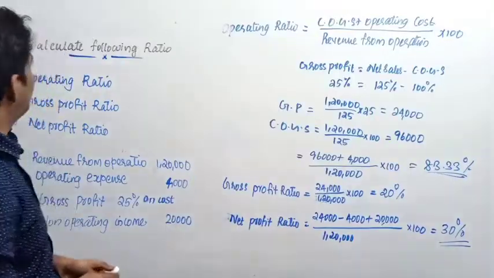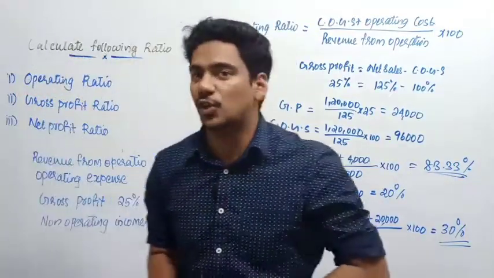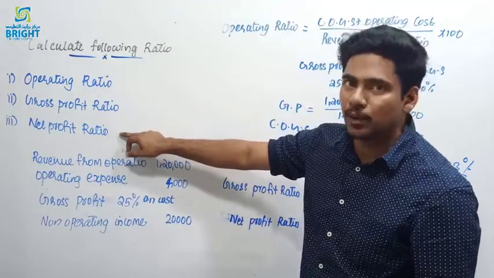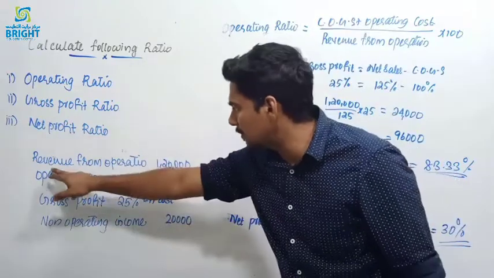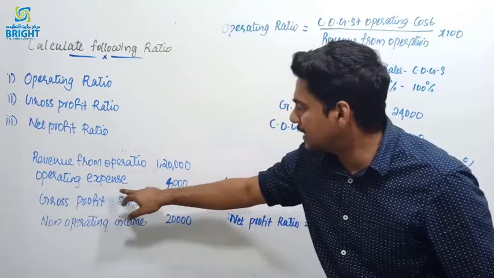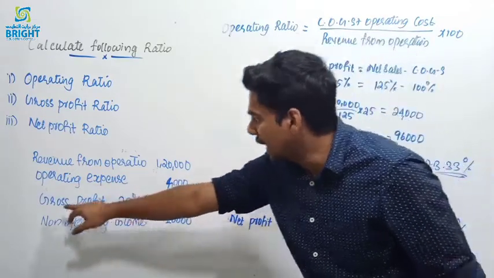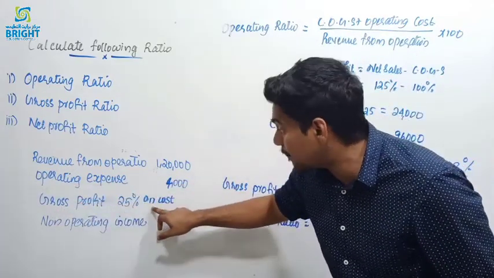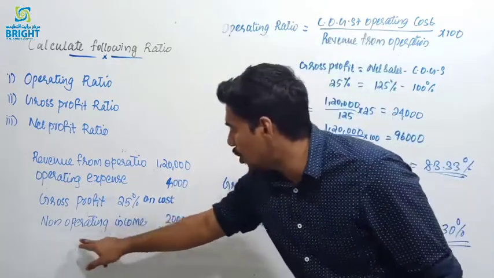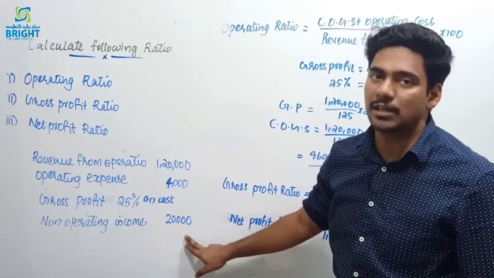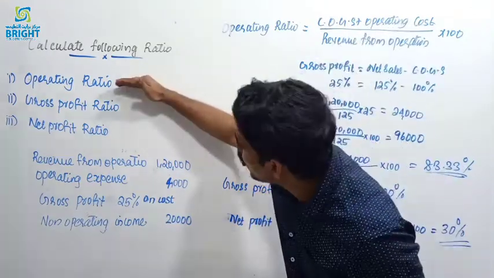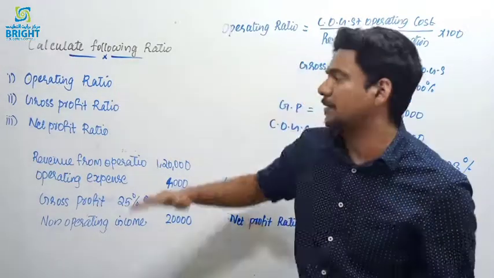Let's do one example. Calculate the following ratios from the given information: operating ratio, gross profit ratio and net profit ratio. The information given: revenue from operations 1,20,000, operating expenses 4,000, gross profit 25% on cost. Cost means cost of goods sold. Non-operating income 20,000. From this information, you have to find the operating ratio, gross profit ratio and net profit ratio.